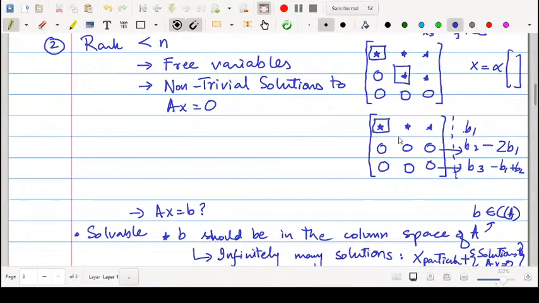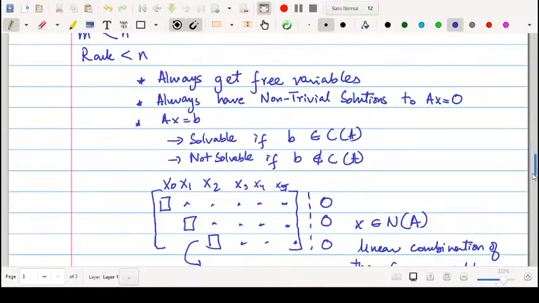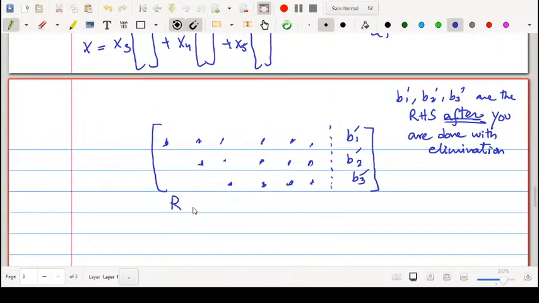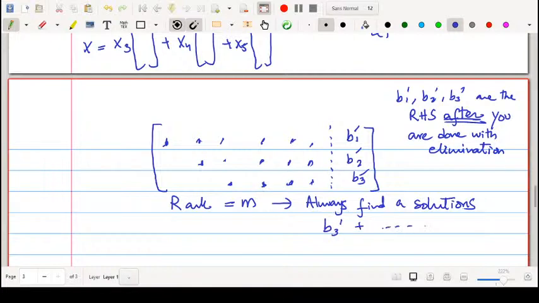Like in this case, these 0 rows are not appearing, right? So if my rank is equal to m, then I can always find a solution. And that's because this last row is easily solvable, right? So if this was some variable and these were the free variables, you can just leave this on the left-hand side, and on the right-hand side, you get b prime plus all the free variables and their coefficients, right? And this is the solution that you will get to the last equation, right?